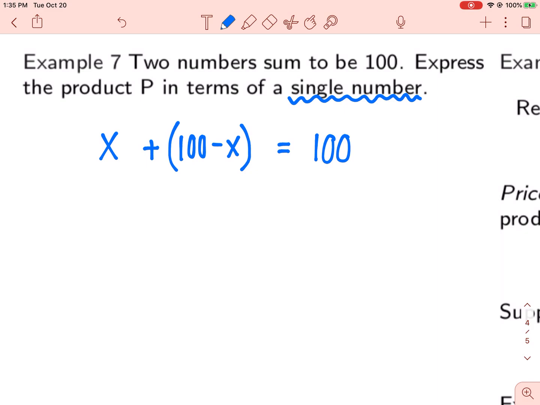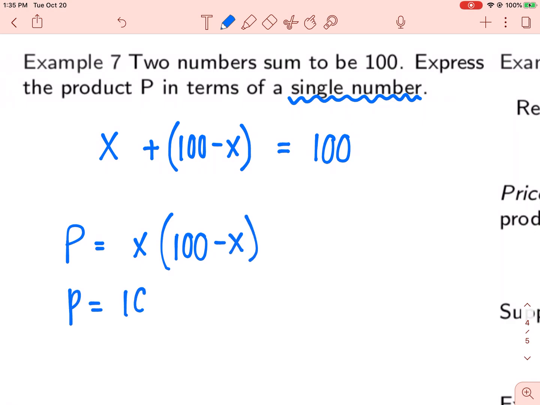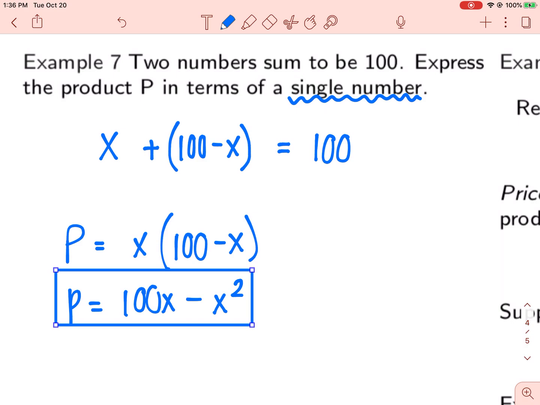Well, we want the product. We know product is multiplication. So that just means multiply your 2 factors right there. You'll distribute. So it's going to be 100x minus x squared. Okay, so these are your 2 numbers that sum to 100. So then I take the product of those in terms of x.